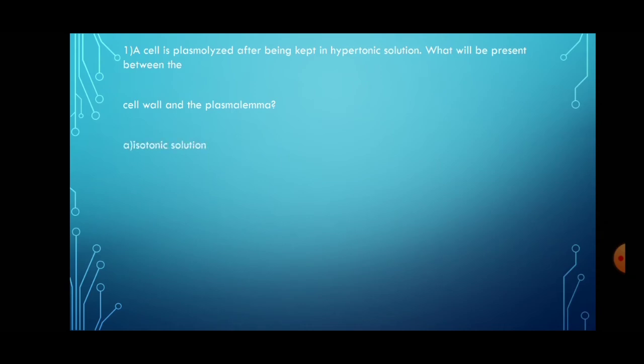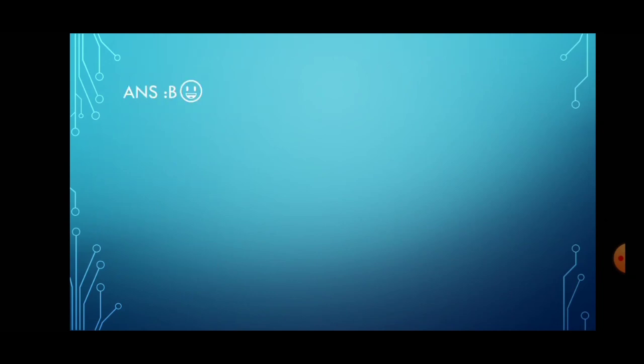First is isotonic solution, option A. Option B, hypertonic solution. Option C, air. And option D, hypotonic solution. So the answer is B, obviously, because of the freely permeable nature of the cell wall and the semi-permeable nature of the cell membrane.